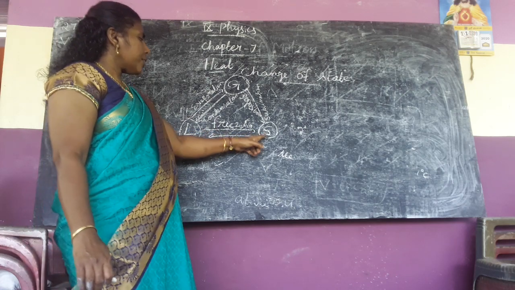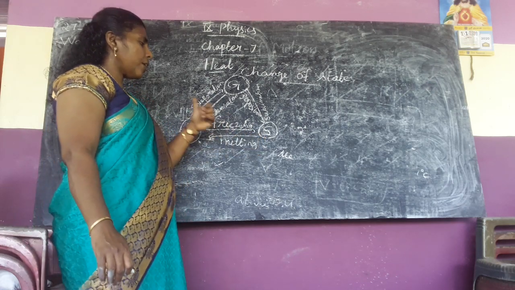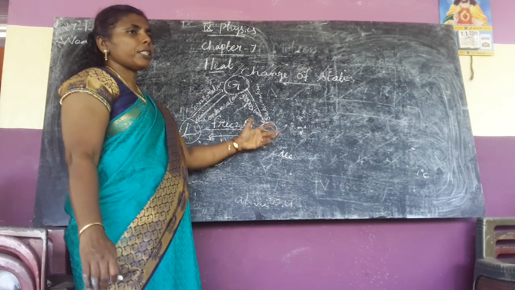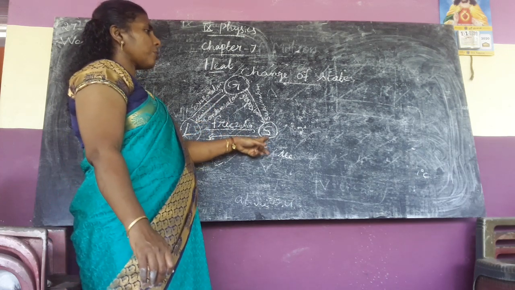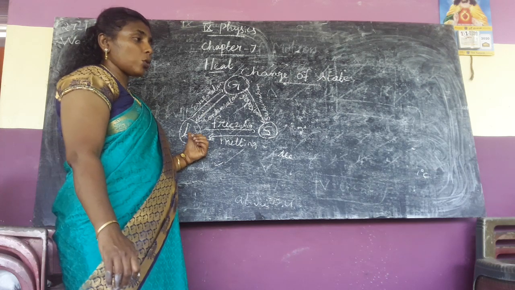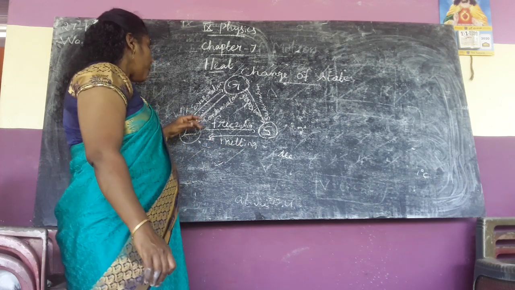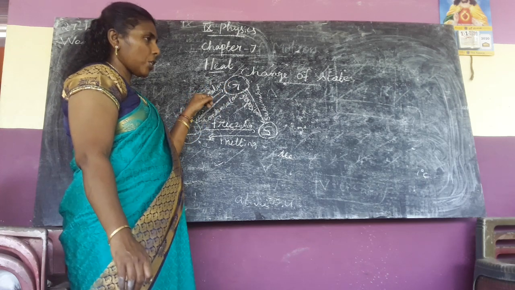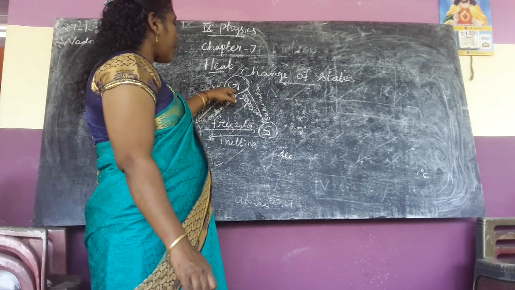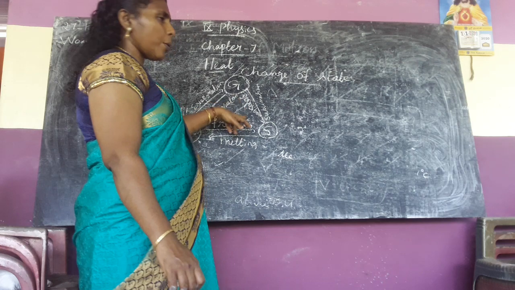Then the solid state to change. When we heat, only the solid state changes into liquid state. The process of changing from solid state to liquid state is called melting. The process of changes from liquid state to gaseous state is called evaporation. The process of changes from gaseous state to solid state is called deposition.